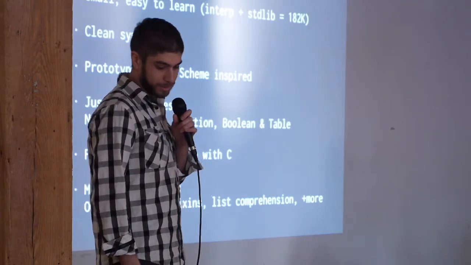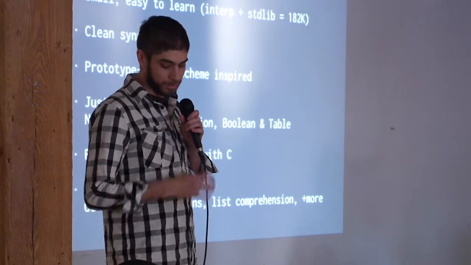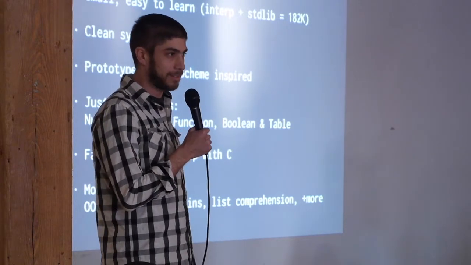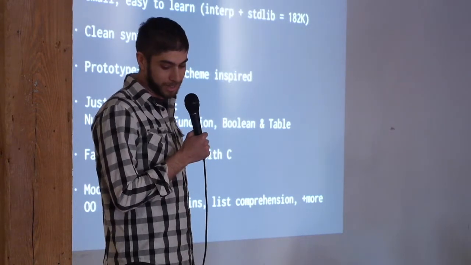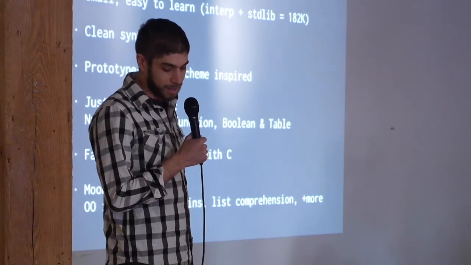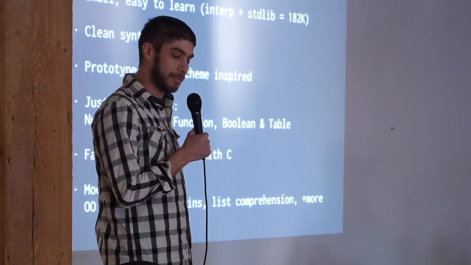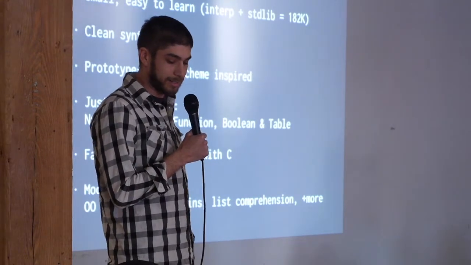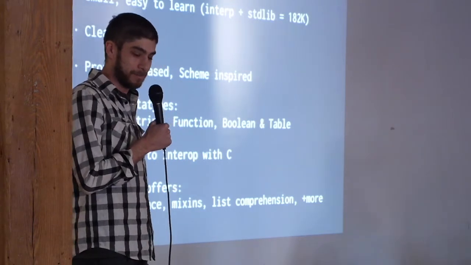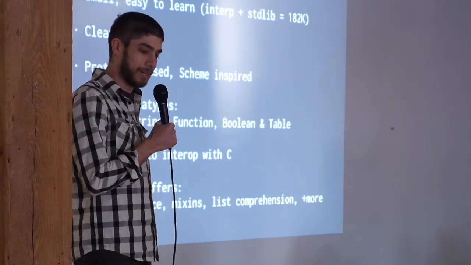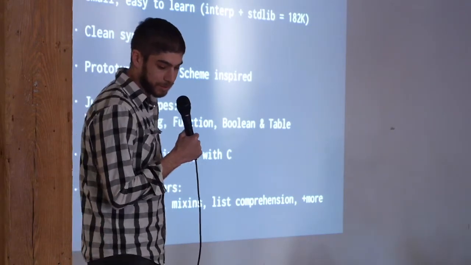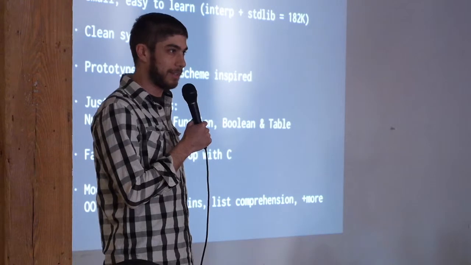So why would you bother with Lua and Moonscript? Well, as I said, it's small, easy to learn. The whole interpreter and the standard library are 182K. It's got a clean syntax, much like Python, but it is prototype-based like JavaScript is. It is Scheme-inspired in that data is code and code is data, and it's becoming more and more Scheme-like as it evolves. It has just 5 data types: numbers, strings, functions, bools, and a table, which is like a dictionary or a hash.